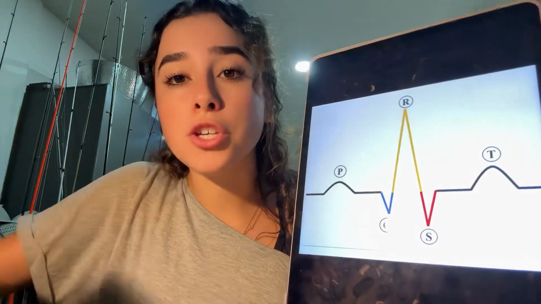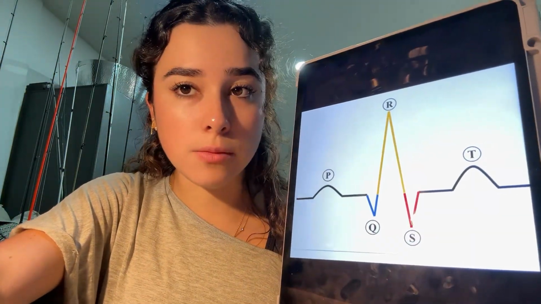Atrial depolarization is the process where the SA node spreads an electrical signal that causes both the left and right atria to contract. The P wave is the first positive deflection before the QRS complex, and it ensures coordinated atrial contraction. Next, we're going to explore the QRS complex. What does this mean? The QRS complex is responsible for ventricular depolarization. It also causes blood to get pumped out into the body.